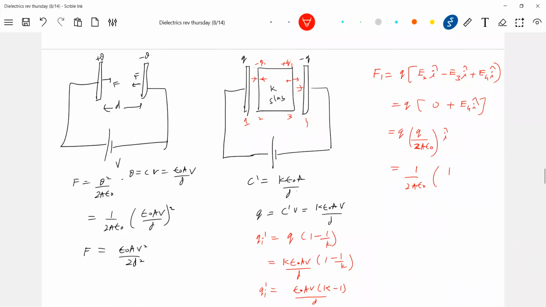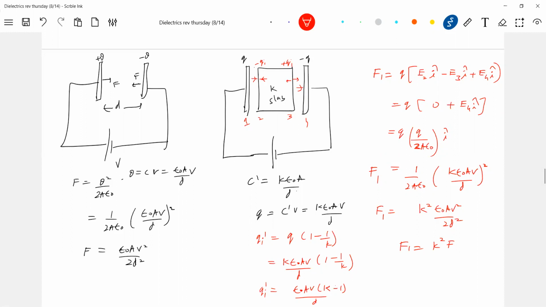Value of Q will be K epsilon naught AV by D, whole square. Let's go for only magnitude. K square epsilon naught AV square by 2D square. So definitely F1 is K square times F. So force of interaction between the plates will increase.